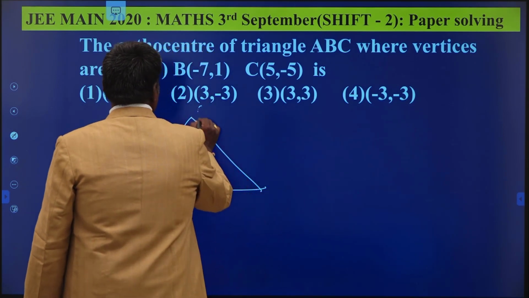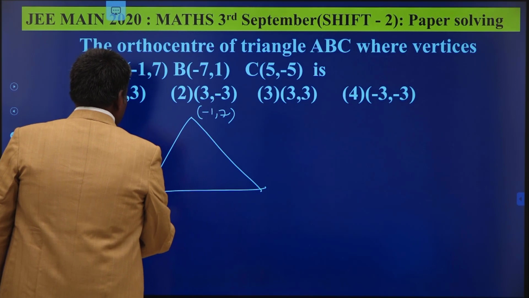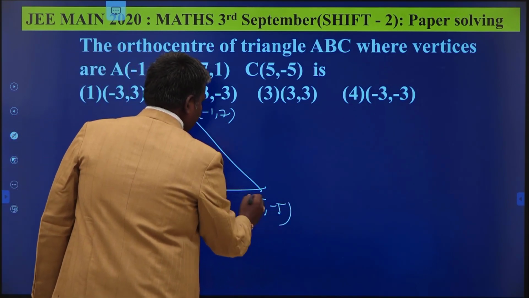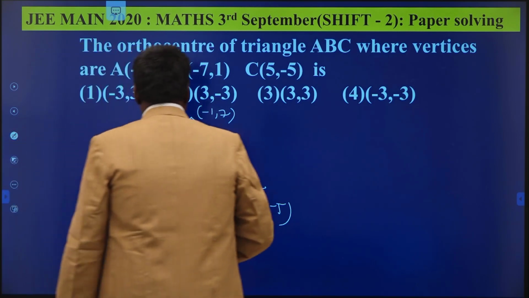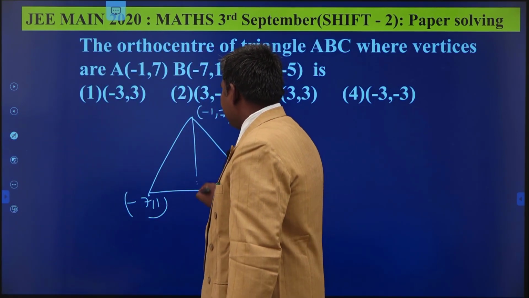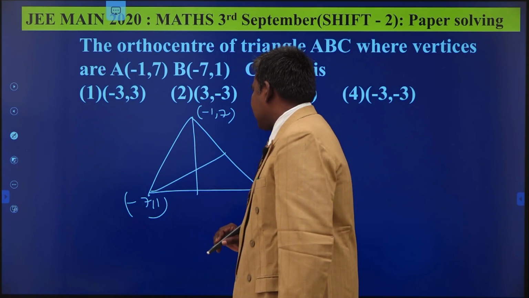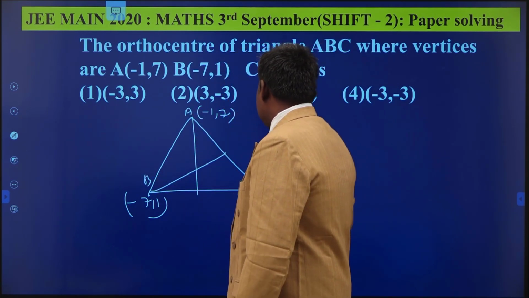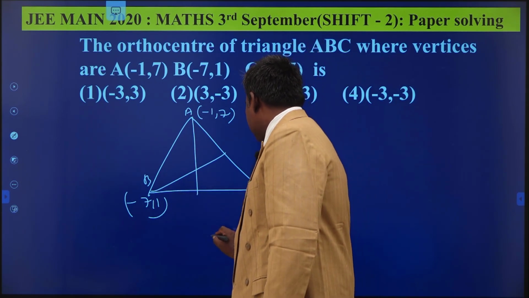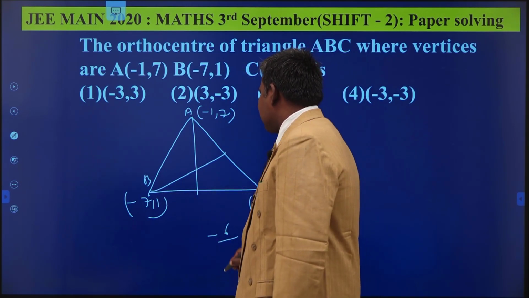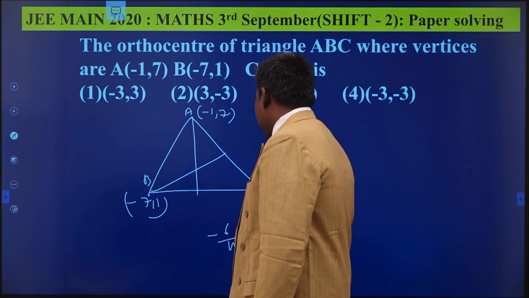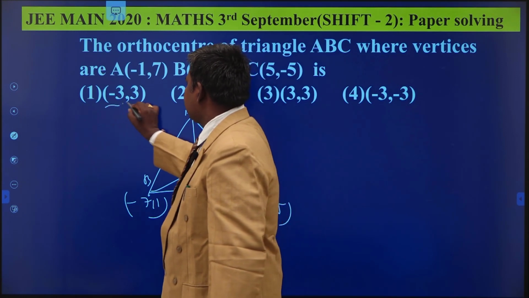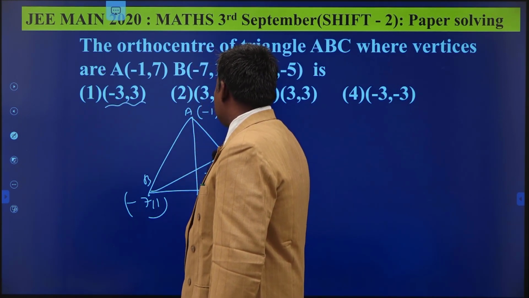These are the vertices minus 1 comma 7, minus 7 comma 1 and 5 comma minus 5. We have to find the orthocenter. You just verify that the slopes' product is equal to minus 1. What is the slope of this line? A, B, C say. What is the slope of BC? Minus 5 minus 1, that is minus 6, by 5 minus of minus 7, that is 12. This is minus 1 by 2. Take the first option. This is the point minus 3 comma 3.